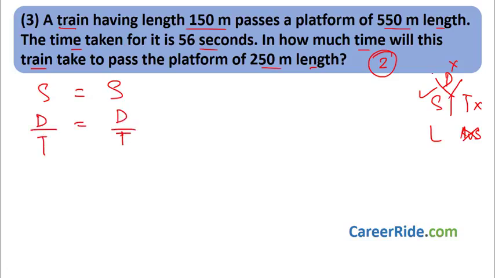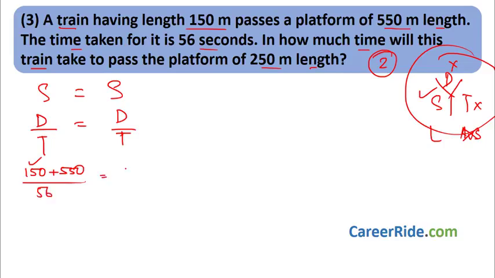From where did we get this formula? From here, RDST, right? In the first case, how much is the distance traveled? That would be the length of the train plus the length of the platform, right? We have learned that whatever the distance traveled, we must include the length of the train in it. Now what is the time taken? Time taken is 56 seconds.